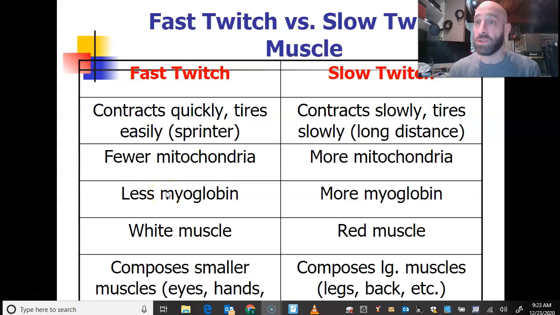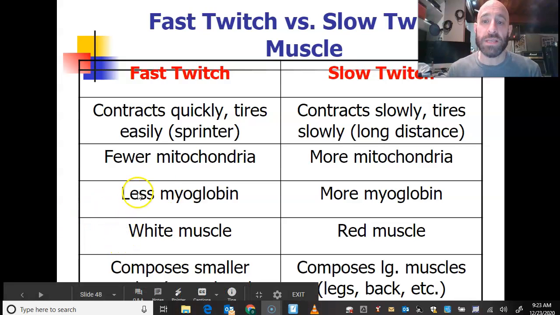Less myoglobin. So you're going to have less myoglobin because you don't need as much oxygen, because these muscles, again, are built for quick action. You're going to have more anaerobic respiration happening. So these muscles are going to be able to react quickly, but you're not going to be able to sustain that contraction.